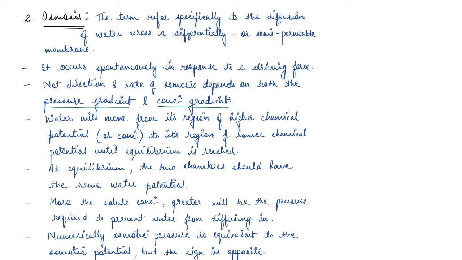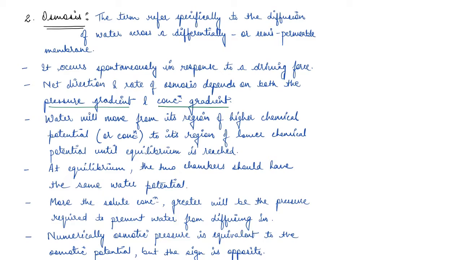Now, how does it happen? It occurs in response to a driving force. And what is that driving force? It depends again on pressure and concentration gradient. How will water move and in which direction? It will move from a region of higher chemical potential or concentration potential to a region of lower chemical potential. The movement of water will happen until equilibrium is reached. And what happens at equilibrium? Both chambers, the one from which it is moving and the one to which it is moving, will have the same water potential, right?